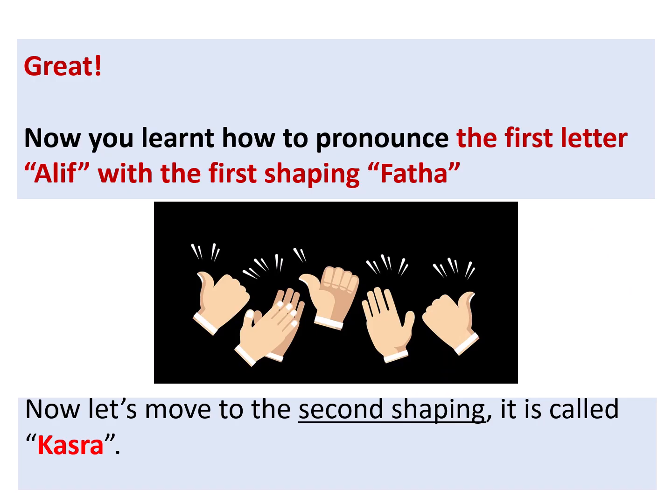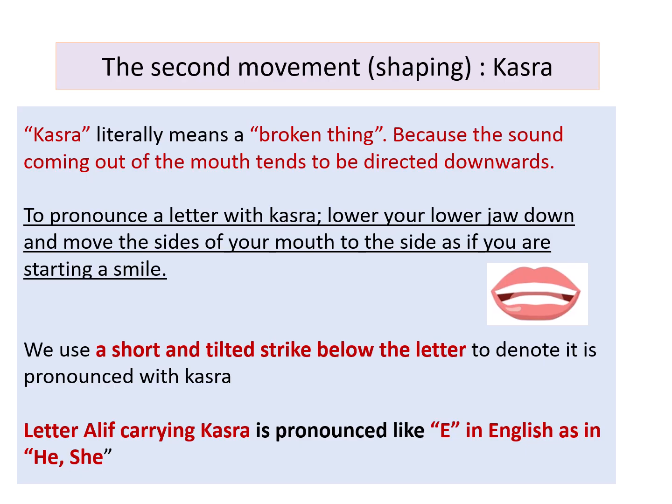Mumtaz, great. Now you learned how to pronounce the first letter Alif with the first shaping, fatha. That's big progress. Now let's move to the second shaping. It is called Kasra. Here comes Kasra, the second movement or the second shaping we have. What does Kasra literally mean in Arabic? Kasra means a broken thing, something broken, to break something.